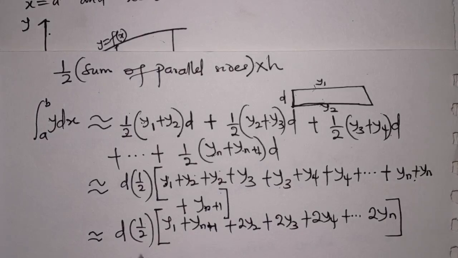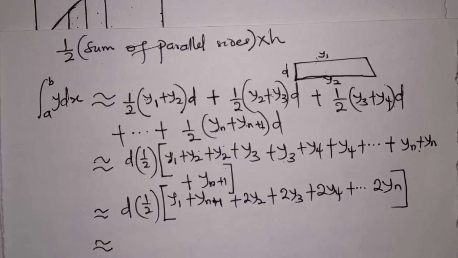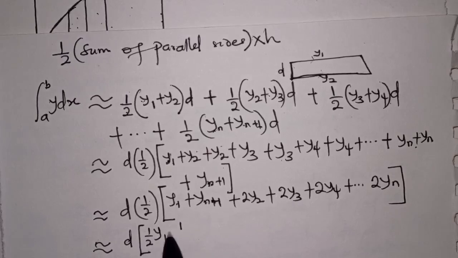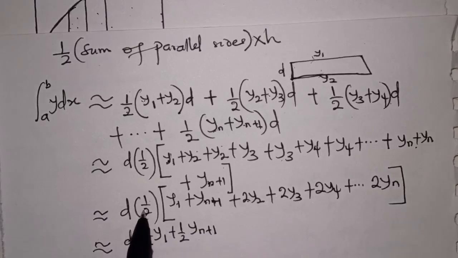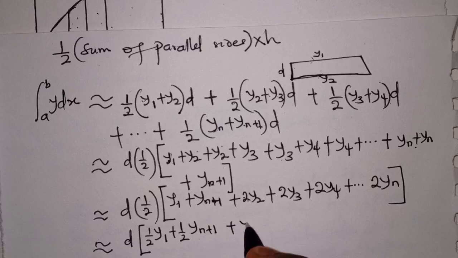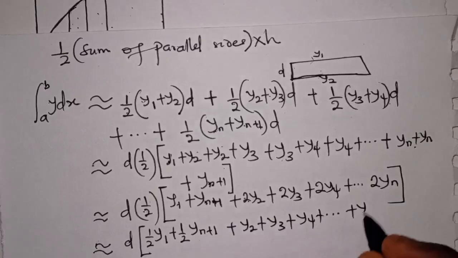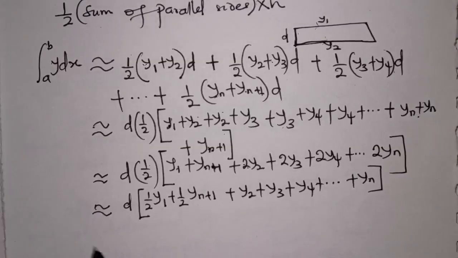So if I use this 1/2 to multiply the entire bracket, what are we going to have? It's approximately equal to d outside, 1/2 times this is 1/2 into y1, times this also 1/2 into yn plus 1. But if I use 1/2 to multiply each of these that have a coefficient of 2, the 1/2 will cancel the 2, leaving us with just y2 plus y3 plus y4 plus up to yn. So this is what I want to write now.